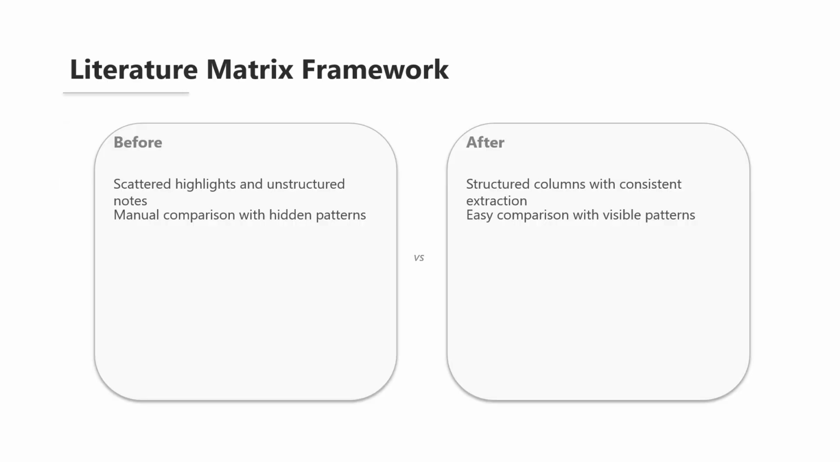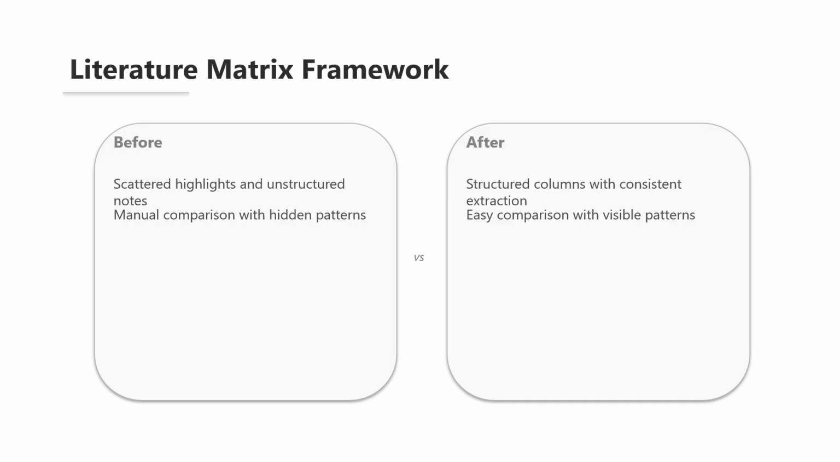Let me give you a template for essential columns. Step 1. Citation information, author, year, title, and a link or DOI for quick access. This seems obvious, but many people skip it and then spend 20 minutes trying to find where they read something. Step 2. Research design. What was the method? Who was the sample?